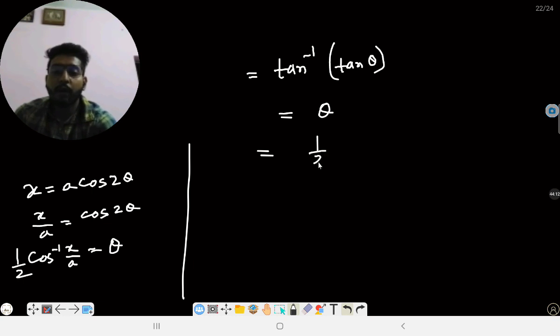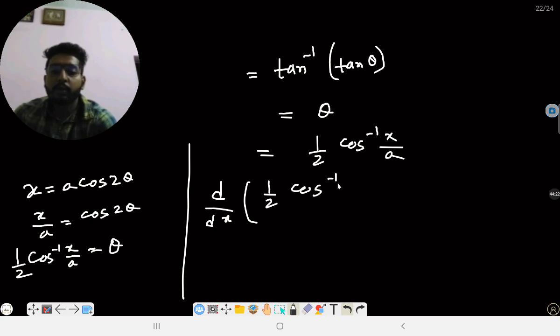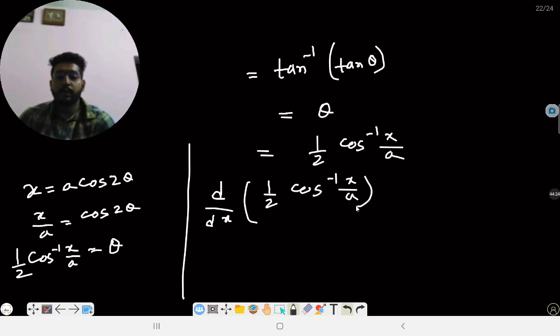So theta will be half cos inverse x by a. We'll solve it, we'll get the result from here. Now if I differentiate this one, that is dy/dx of half cos inverse x by a, we'll get the result like this. So whenever this type of thing comes, we'll solve it like this.